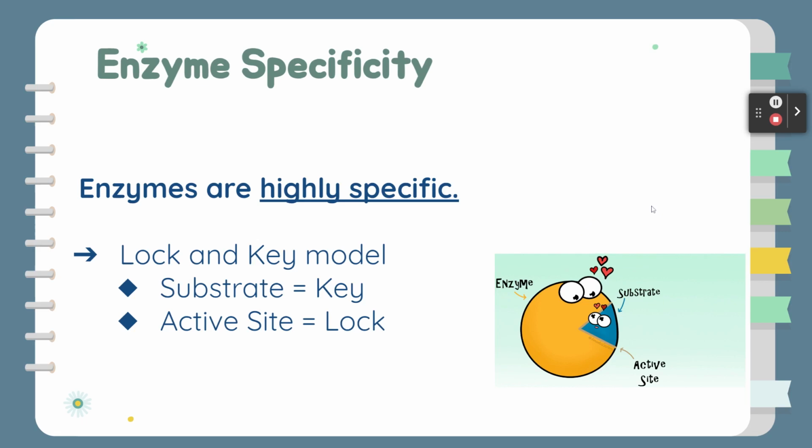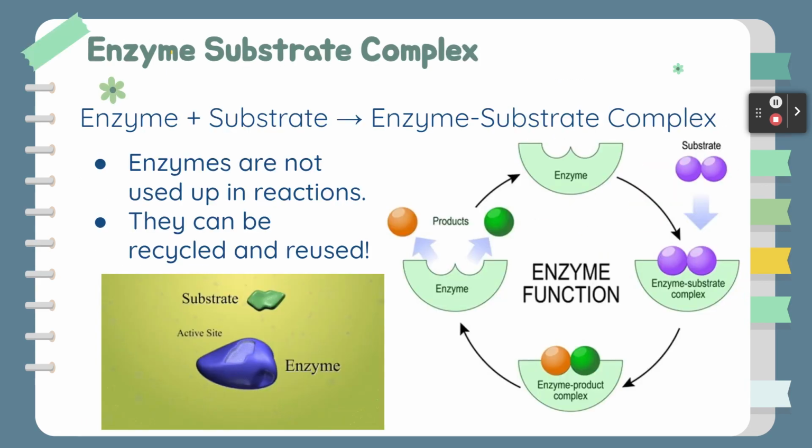All right, transitioning from the lock and key model, let's understand the concept of an enzyme substrate complex. When substrates bind to the enzyme's active site, it forms the enzyme substrate complex. This complex is a temporary union. While in the enzyme substrate complex, the enzyme facilitates the conversion of the substrate into products. It does so by either bringing the reactants closer together or providing an alternative reaction pathway that requires less energy.